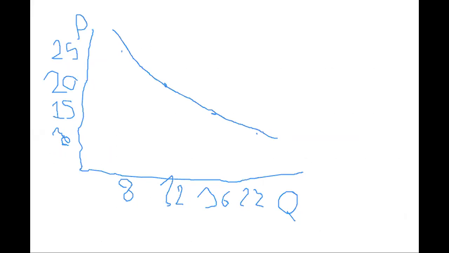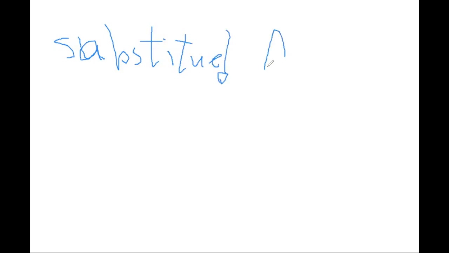We have examples of other factors. When the price of a substitute falls, demand for the good decreases. When the price of a substitute is high, we have an increase in demand.